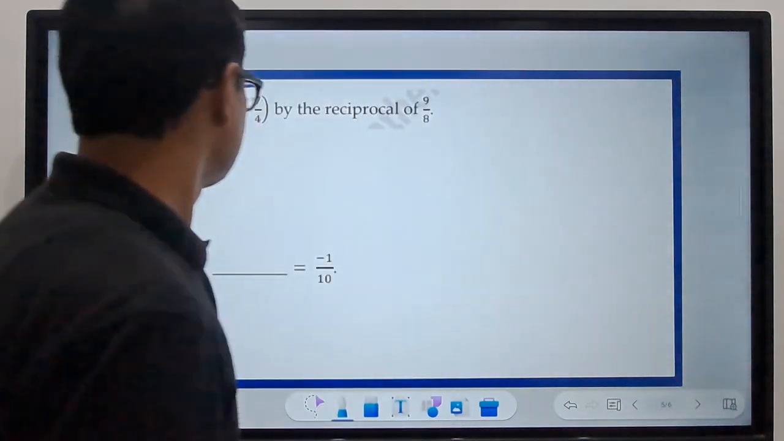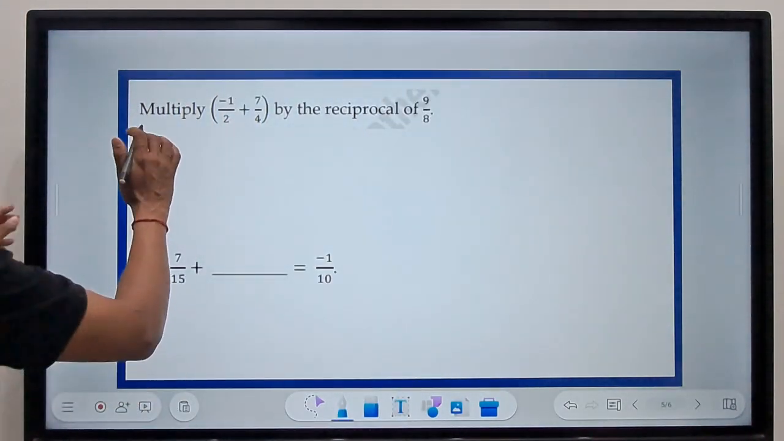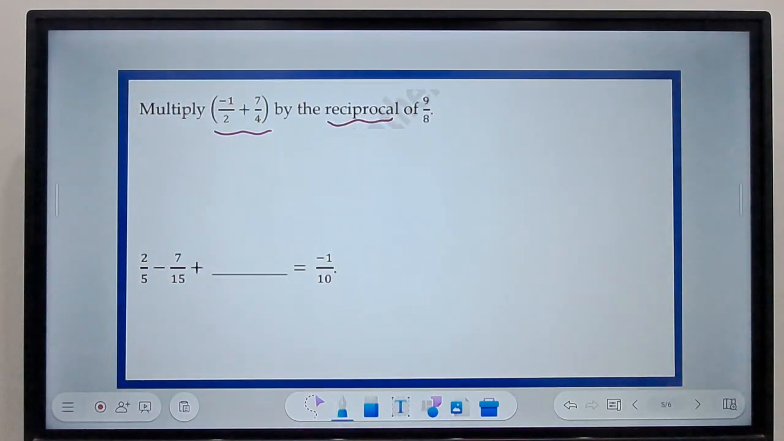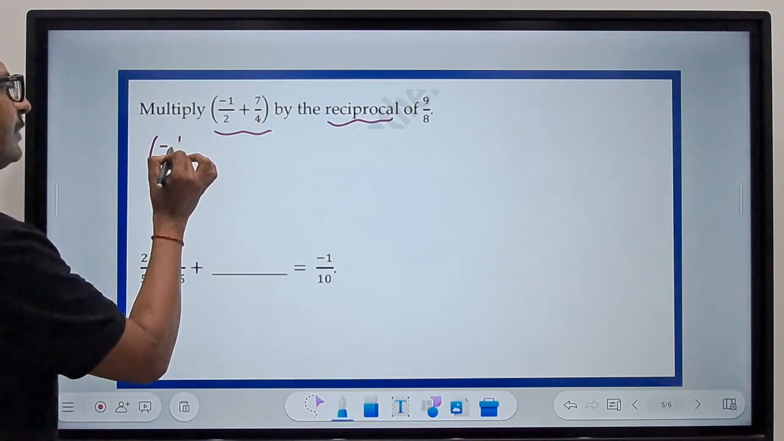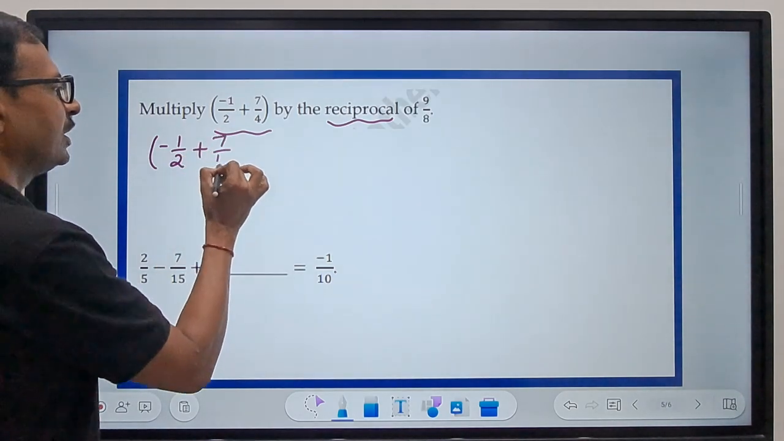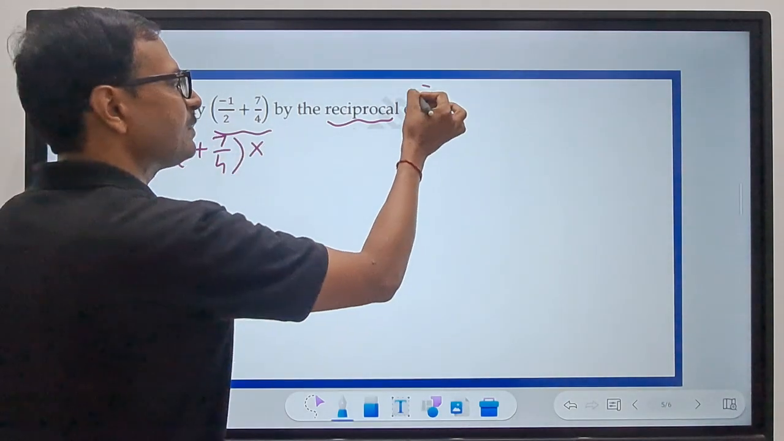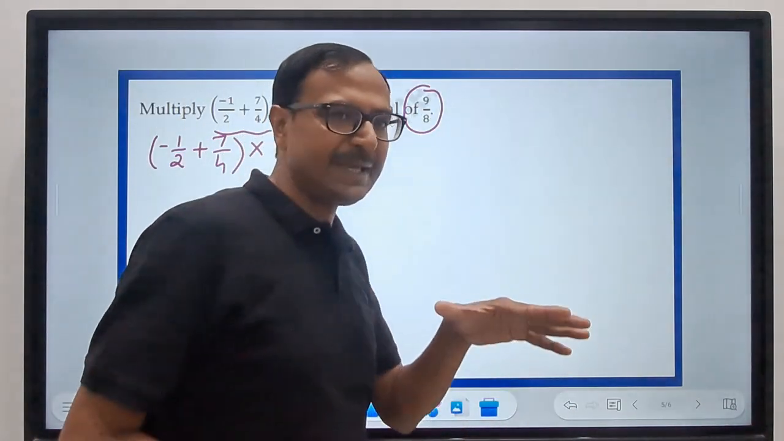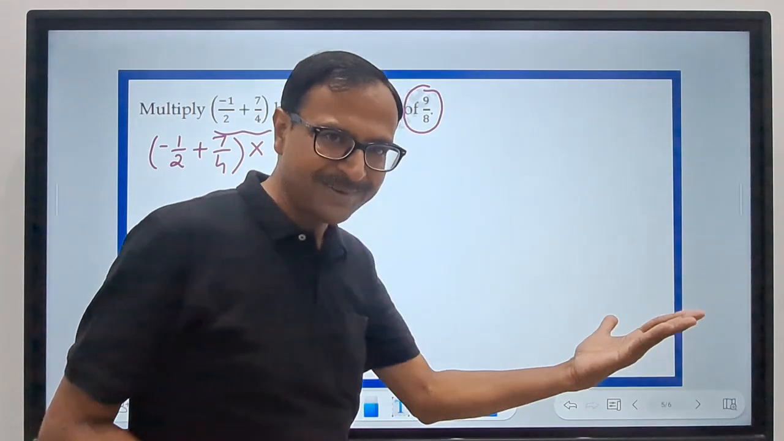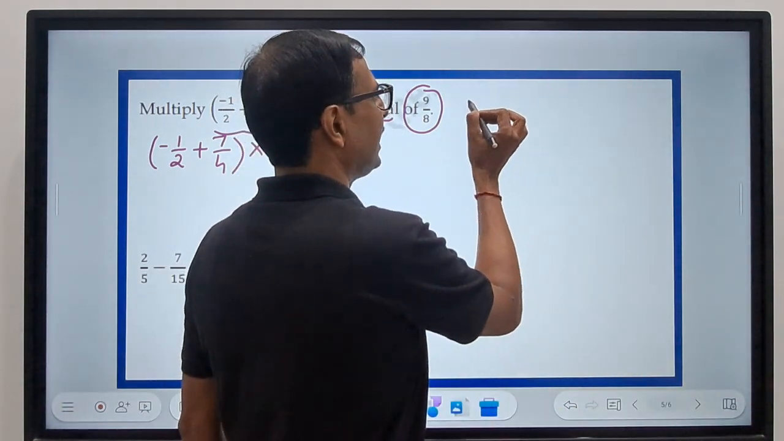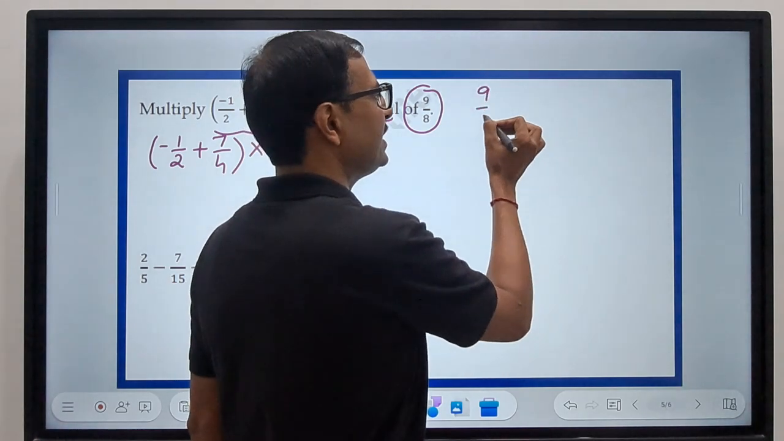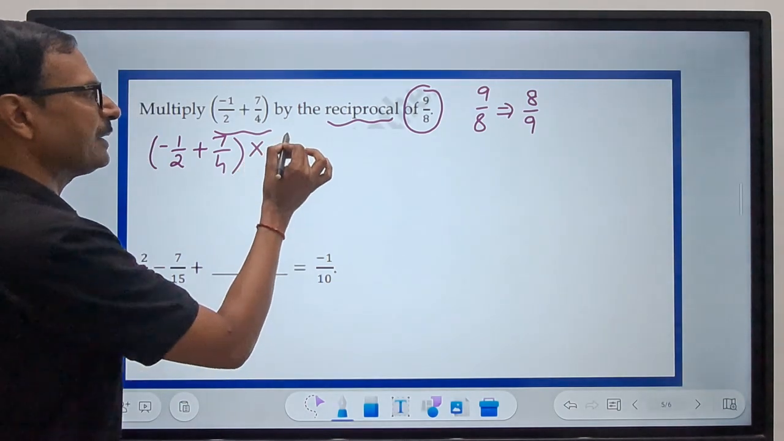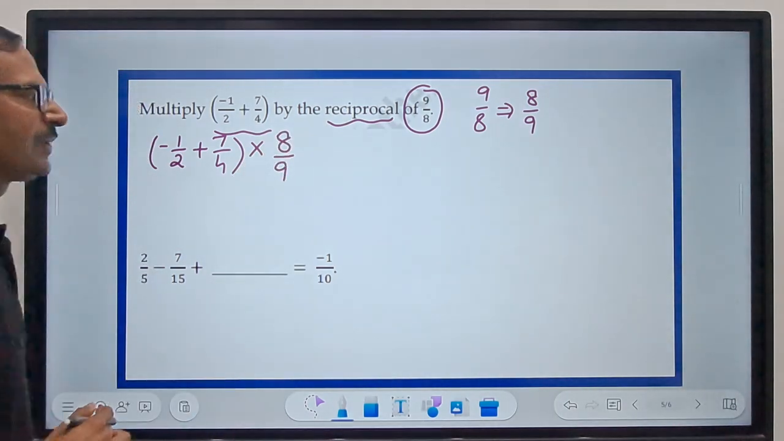Let's pick up two more questions. Let's multiply this by the reciprocal. Now we have another thing, a reciprocal, right? So minus 1 by 2 plus 7 by 4 is to be multiplied by the reciprocal. Now the reciprocal is what? When multiplied by 9 by 8 gives you 1. So reciprocal is just obtained by flipping, like 9 by 8, the reciprocal is 8 by 9. So you have to multiply it by 8 by 9.